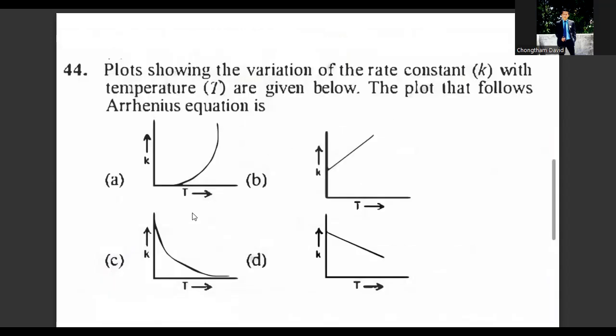This is an exothermic reaction. Okay, question number 44. The plot of variation of the rate constant with temperature is given. It follows the Arrhenius equation, which is the one that follows the Arrhenius equation. That is K equals Arrhenius factor into e to the power minus activation energy by RT. The rate constant for that increases exponentially with temperature, right? So A is the answer for question number 44.